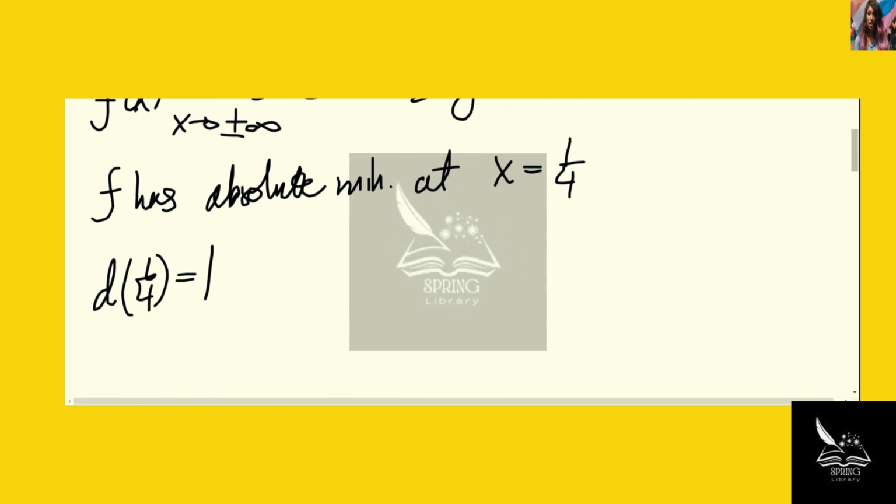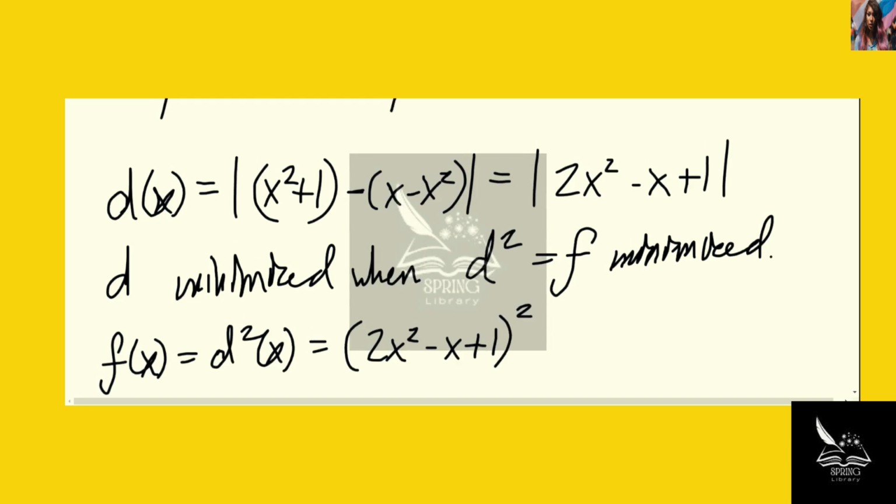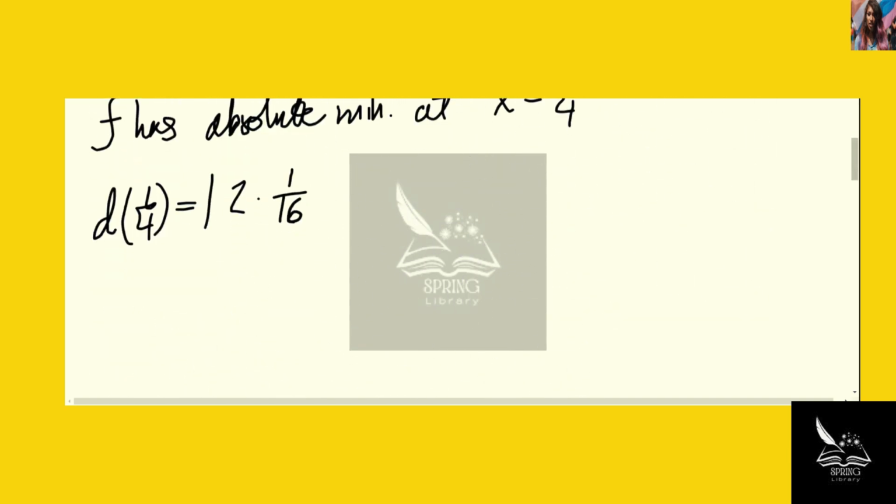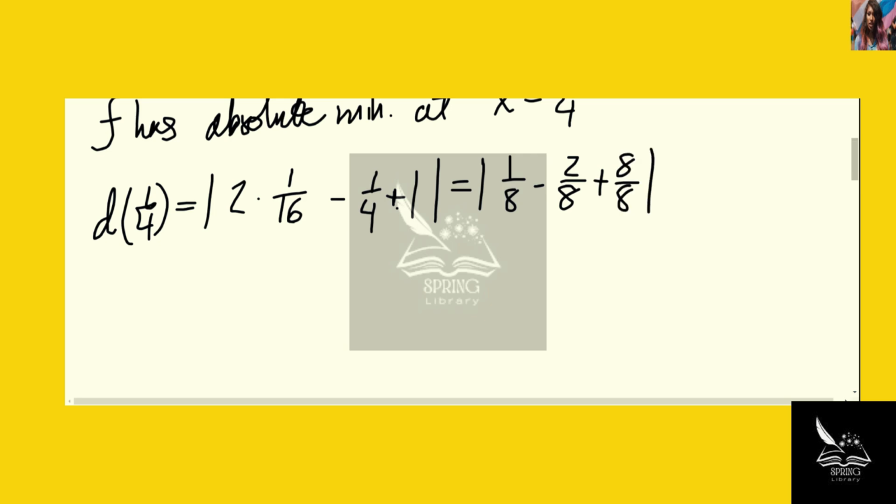which is 1/16, minus 1/4 plus 1. This is the same as 1/8 minus 1/4 plus 1. This is 1/8 minus 2/8 plus 8/8, which is 9 minus 2, is 7/8. Absolute value of 7/8, which is just 7/8. And this is our answer.